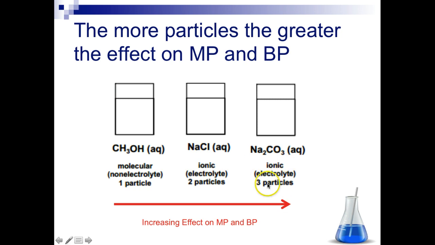And when this dissolves in water, you're going to have an even greater effect because you get three particles in solution, two Na pluses and one CO3 minus. So you are going to have a higher boiling point and a lower freezing point when you're using Na2CO3 because of the fact that you have three particles in solution as opposed to two or one.